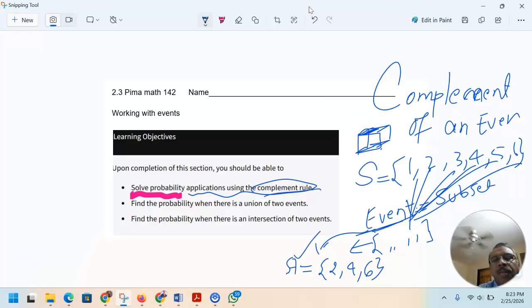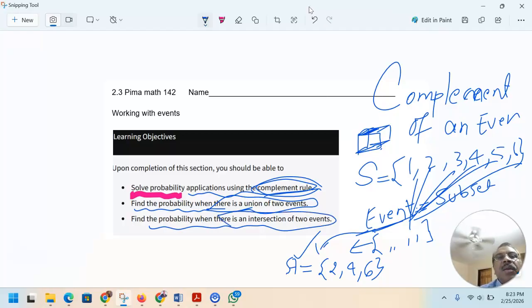Now, what does the complement rule mean? Let's take the complement rule and then find the probability when there is a union of two events, and the next one is the intersection. These are the three things we are going to learn today.